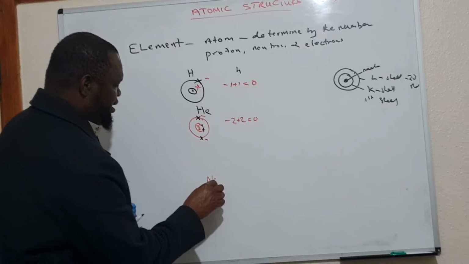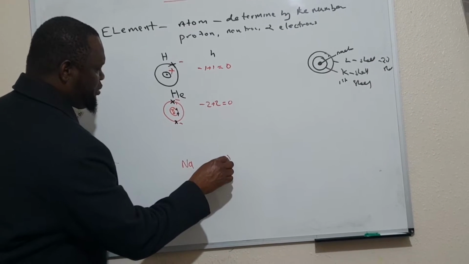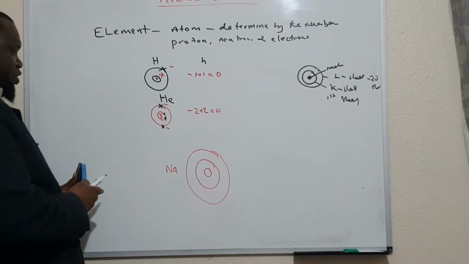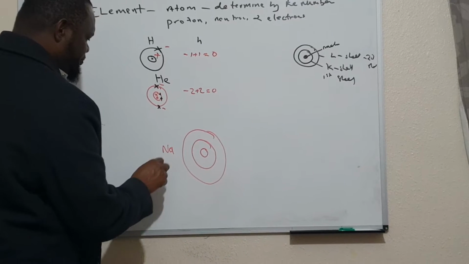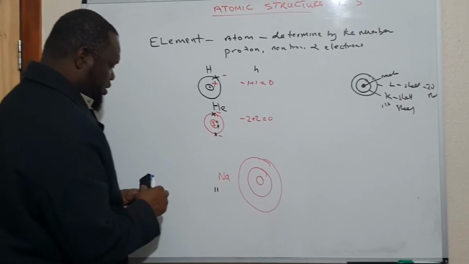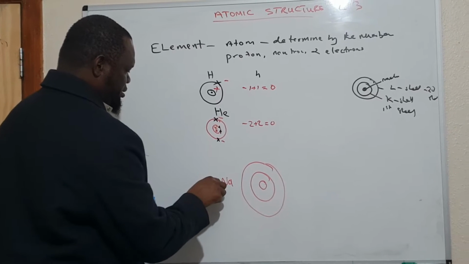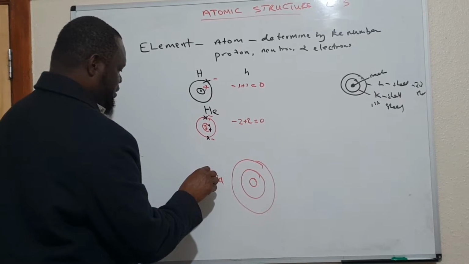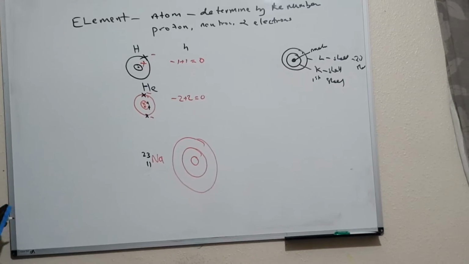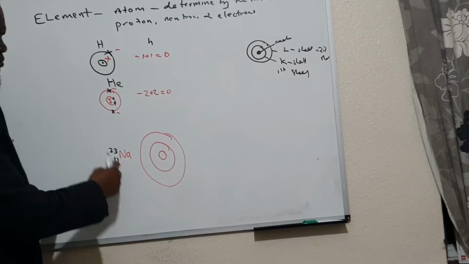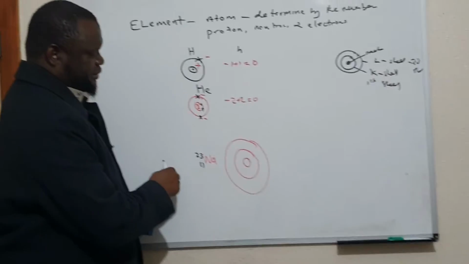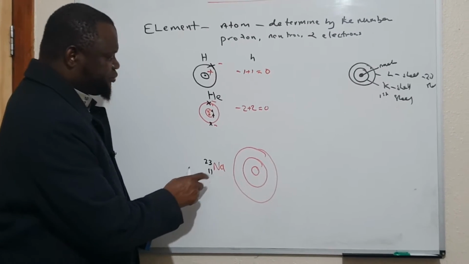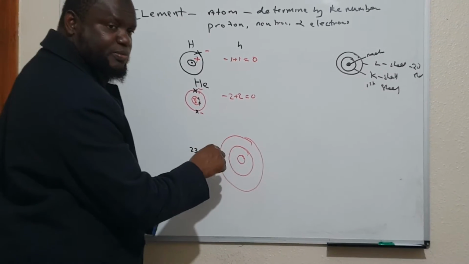But let's look at another one, sodium, which is very common. Sodium has 11. When you read the number at the bottom, it is the atomic number. The mass number is 23. That means how many protons are there? 11. Why? Because the number of protons is the same as the number of electrons.